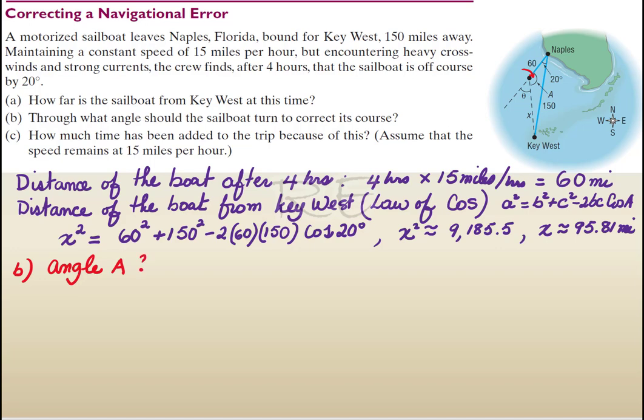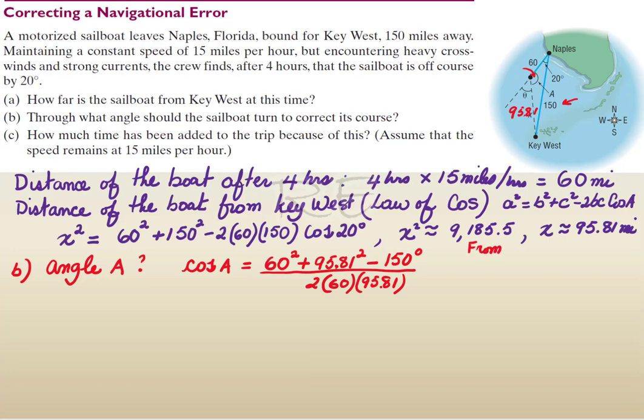To find that angle, first we're going to look for angle A opposite to 150, and we know that cosine A is equal to 60 squared plus what we just calculated, 95.81 squared, the distance from Key West, minus 150 squared, divided by 2 times 60 times 95.81. We get this from solving for cosine A in the law of cosines formula. Cosine A is equal to b squared plus c squared minus a squared divided by 2bc.